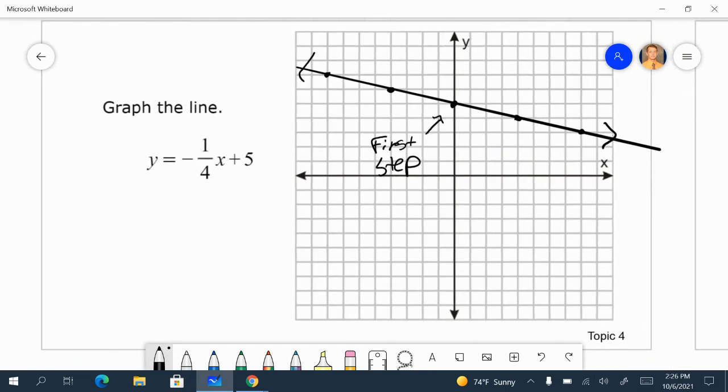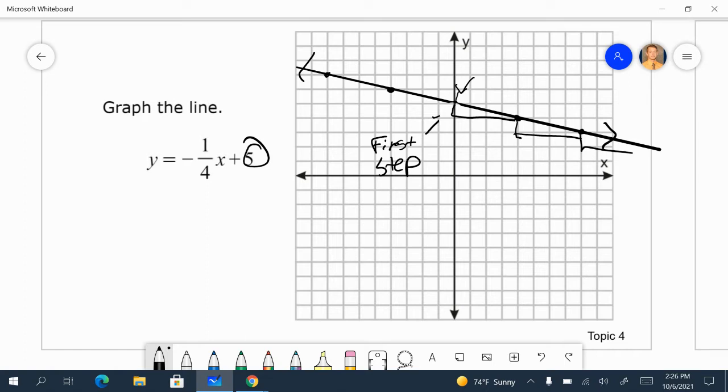Topic number 4, we're graphing this line. This is no different. Our first step is still to plot that 5 on your y-axis. Our slope is just a little bit different this time. It's negative 1/4. So I'm just going down 1, down 1 over 4, down 1 over 4, down 1. It would be over 4, but it's off the graph.